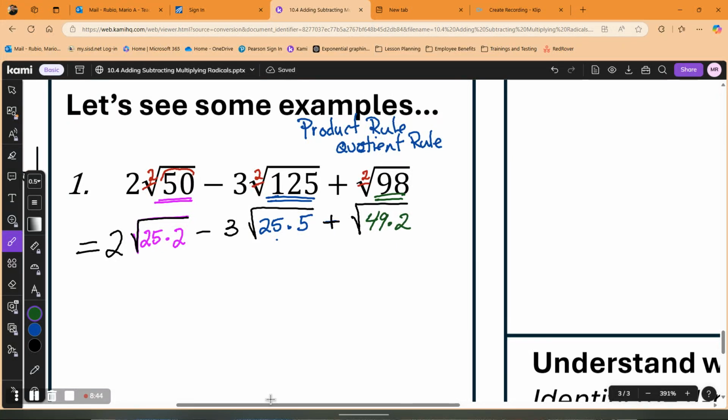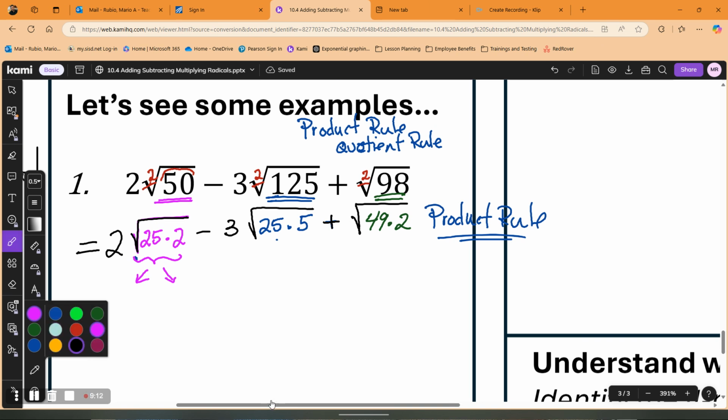I did have to try this a couple times on my calculator. I guessed with the numbers 2, 3, 4, to see which one goes into 98 evenly. 2 times 49 will give me 98. There's a reason why I did this, because now I need to use the product rule. Remember, product rule from assignment number 8 says that we can split this into 2 little baby radicals. So the square root of 25 times the square root of 2.